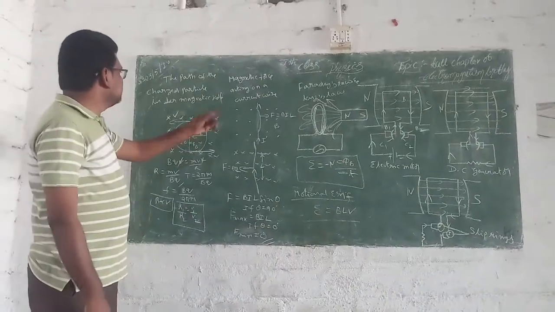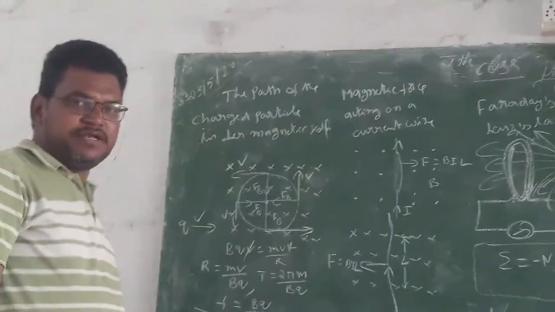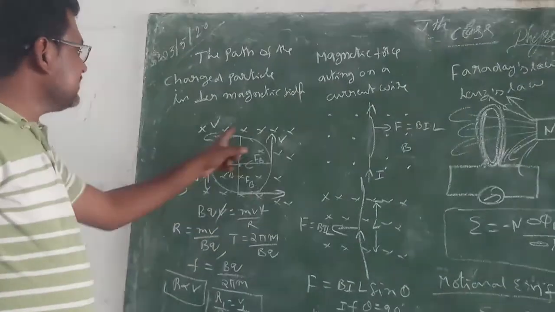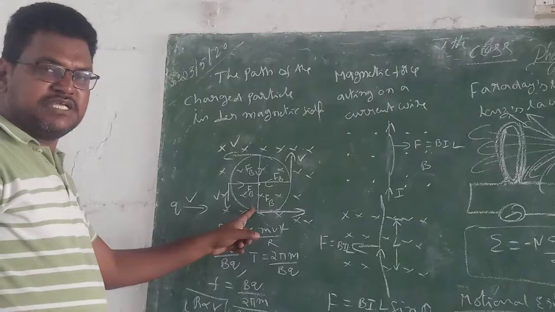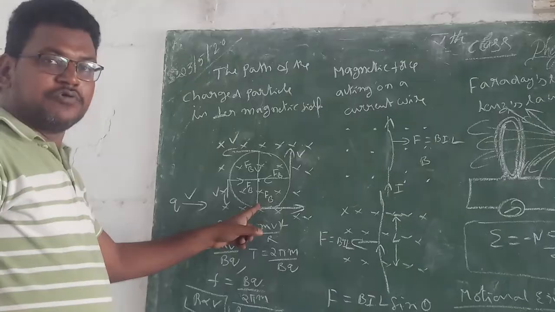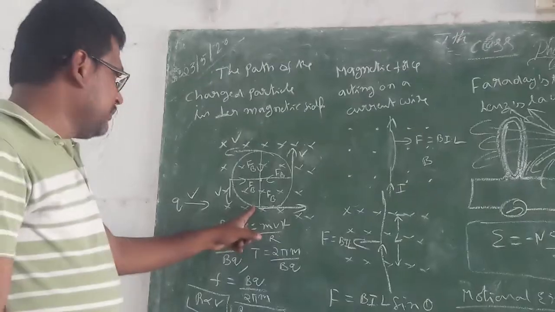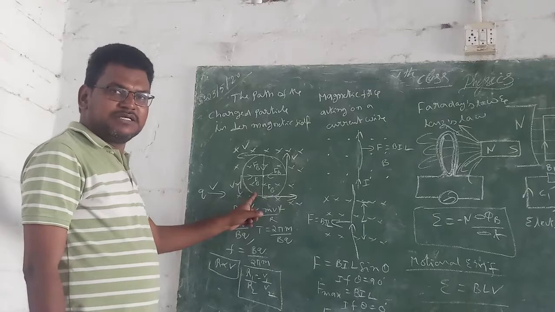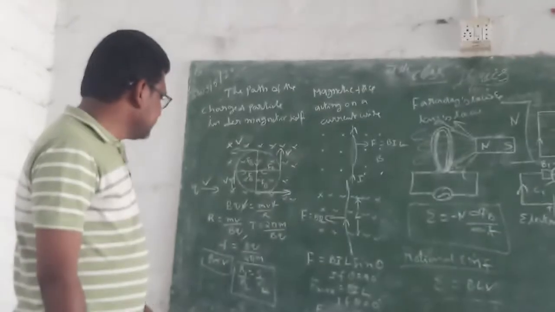So the next concept is the path of a charged particle in a perpendicular magnetic field. When a charged particle enters a perpendicular magnetic field, it traces a circular path. Because it experiences the magnetic force in the perpendicular direction, the perpendicular force makes the charged particle trace the circular path. Here this perpendicular magnetic force does not change anything of the charged particle, it just deflects it. So the velocity of the charged particle remains constant.